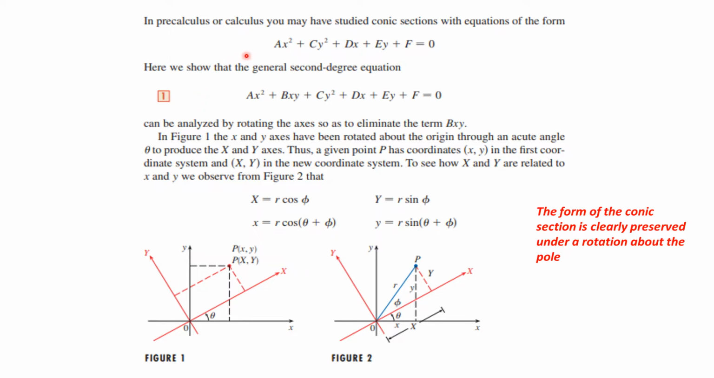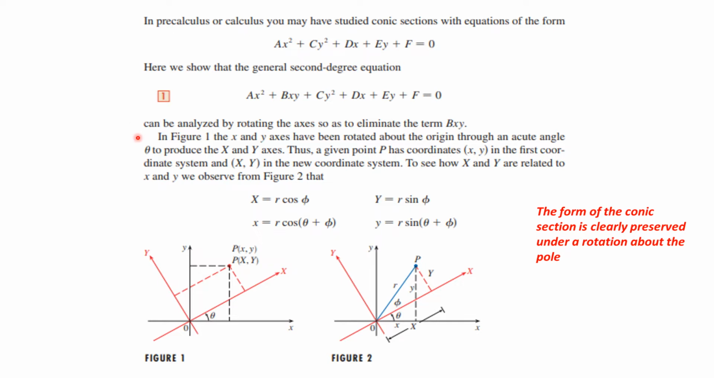By way of introduction, previously in this course we studied equations of the form this, where the major axis of the conic section was parallel either to the x or y axis. Clearly this isn't always the case. So in this section we generalize this and show that the general second degree equation, which looks like this, can be analyzed by rotating the axes so as to eliminate the term Bxy. This term is especially nasty when you're trying to do analysis because you can't complete the square effectively with this.